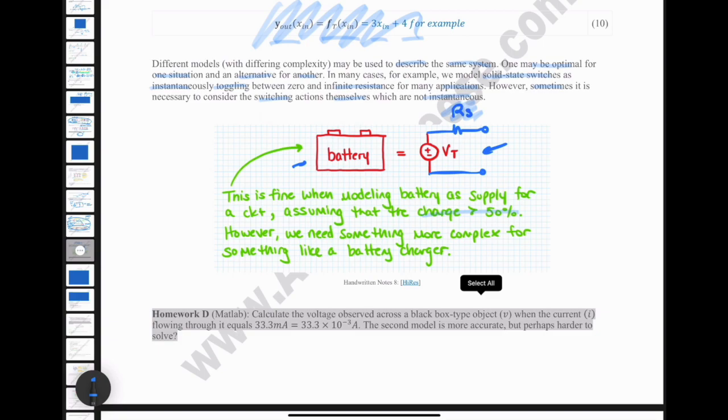However, we need something more complex for something like a battery charger. So this model right here is not going to be an appropriate way to model the component if you are looking at interaction with the battery charger, because the battery charger relies on the idea that the voltage differential between these two nodes is going to drop as the charge leaves the battery.